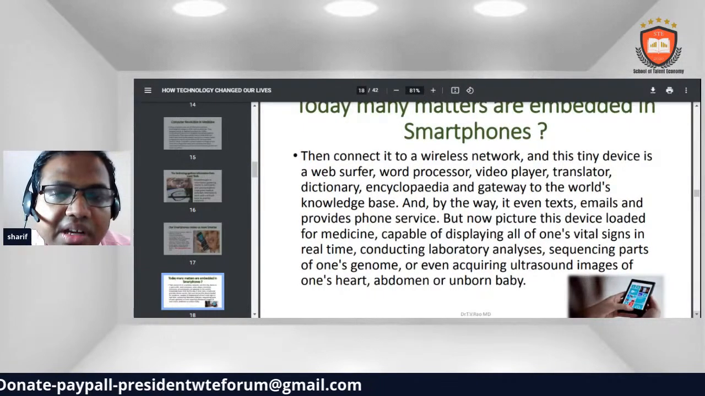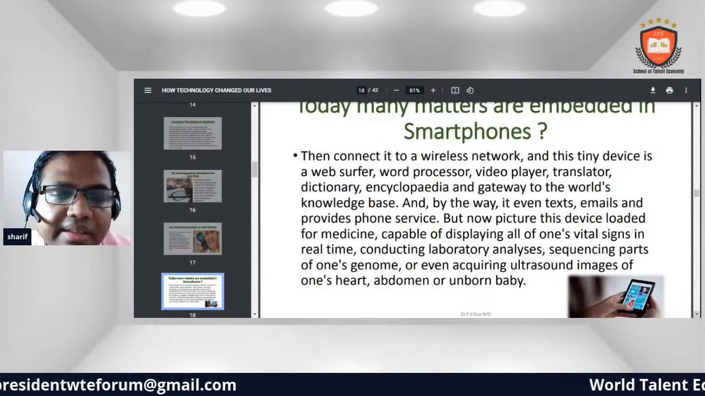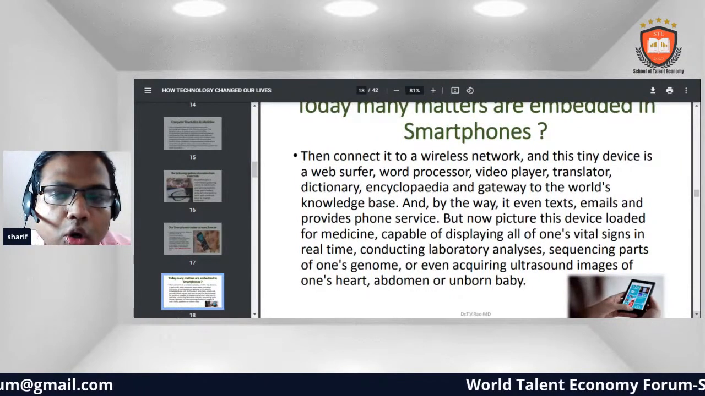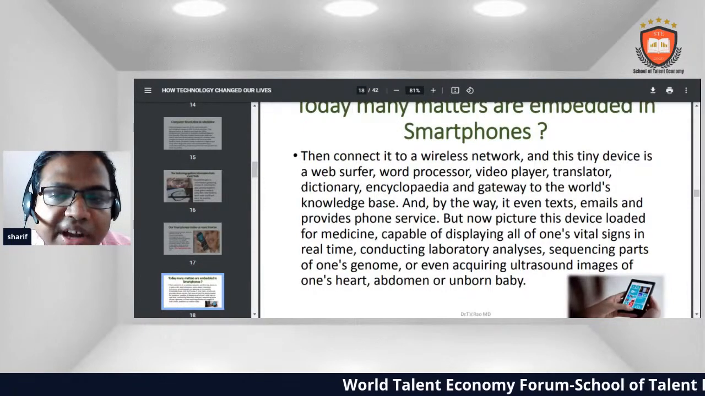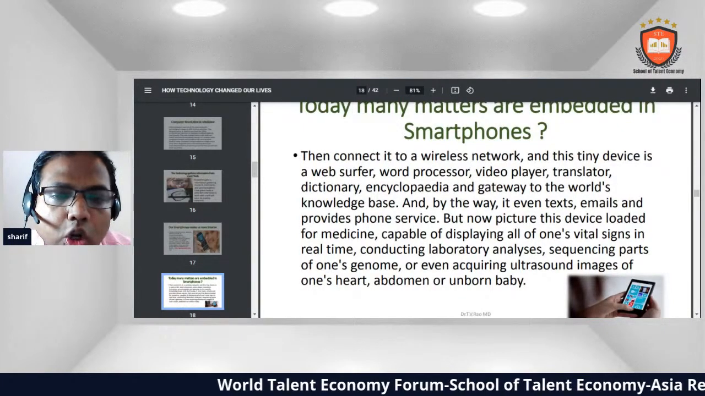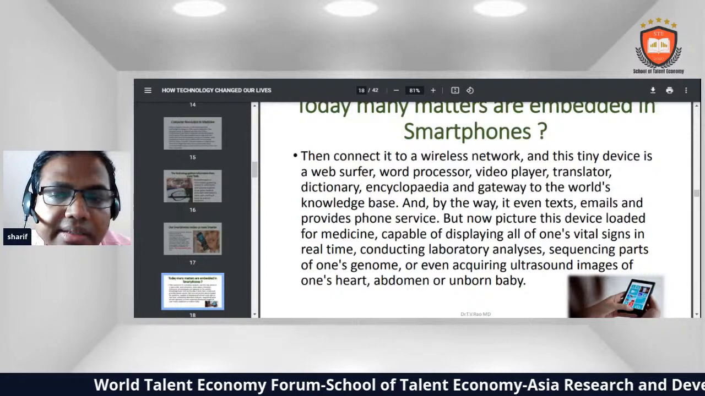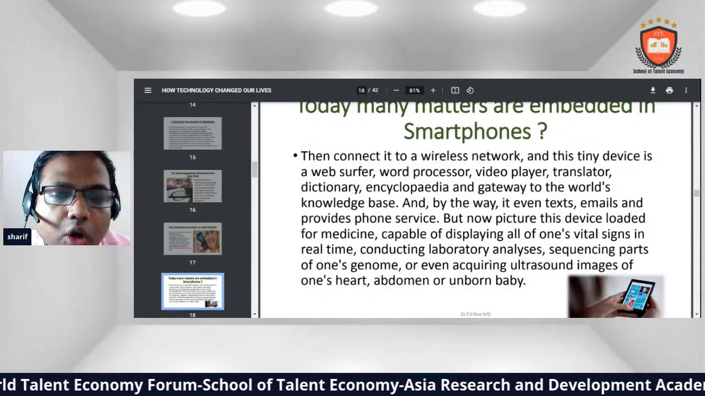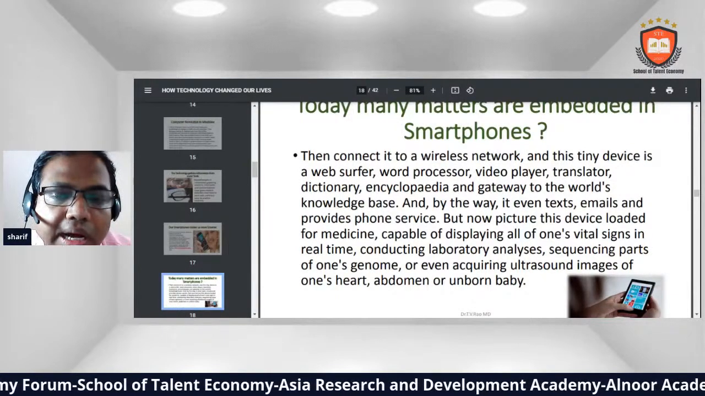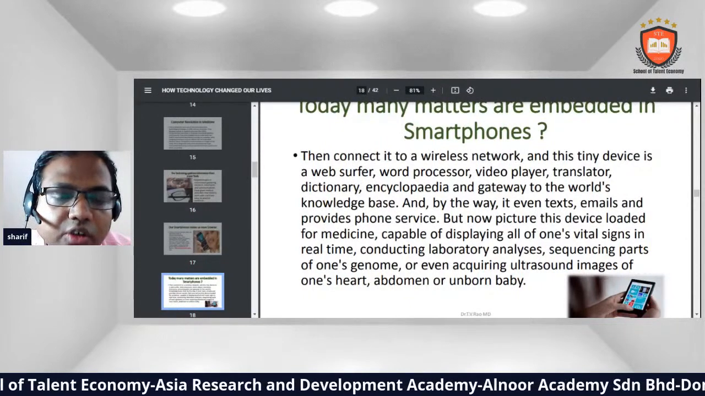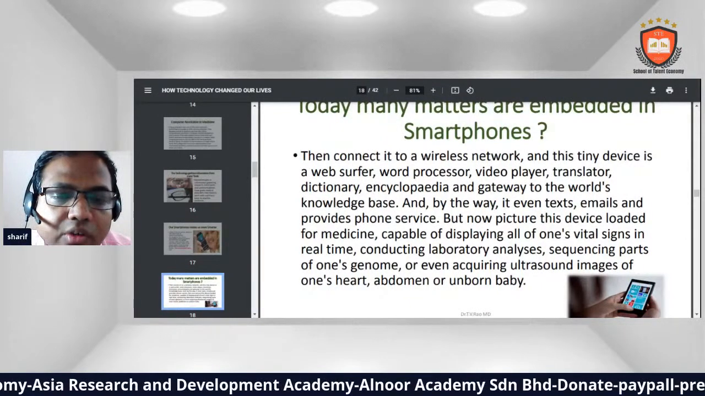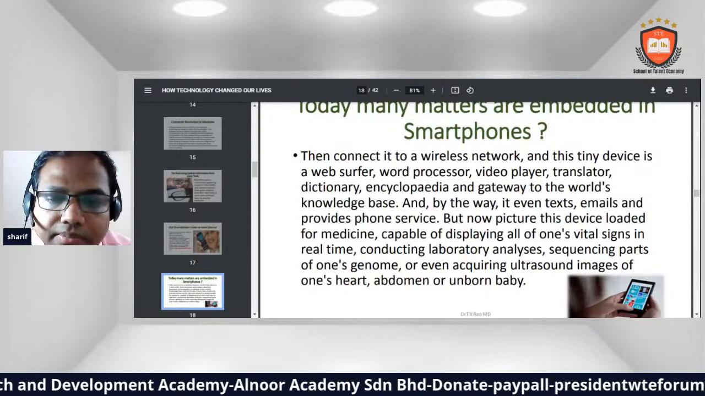But now, picture this device loaded for medicine, capable of displaying all of one's vital signs in real time, conducting laboratory analysis, sequencing parts of one's genome, or even acquiring ultrasound images of one's heart, abdomen, or unborn baby.